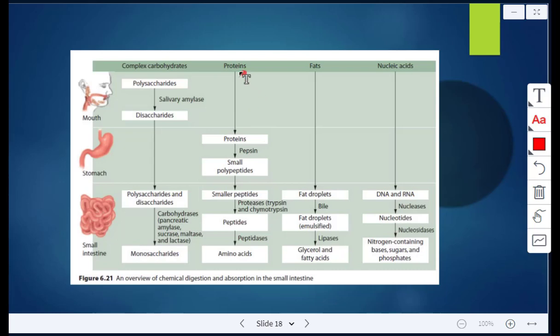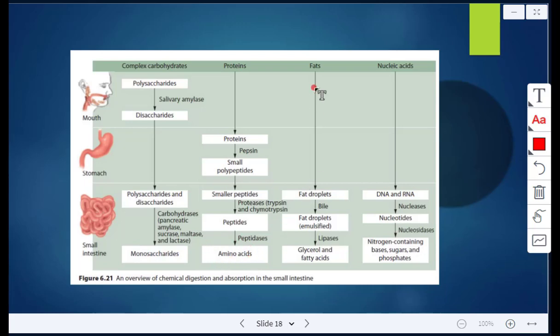Proteins: there's no digestion in the mouth. They start to get digested in the stomach, where an enzyme called pepsin will break down the proteins into small chained polypeptides. Then in the small intestine, the proteases, trypsin and chymotrypsin, will break down the smaller polypeptides into peptides, and then peptidases will break down those into amino acids.